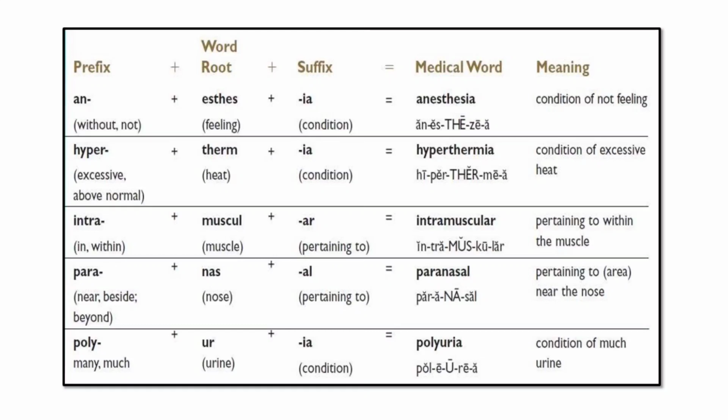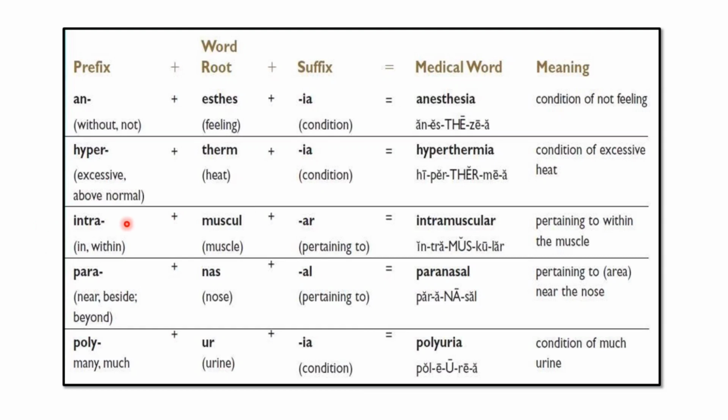Now we will see various examples of prefixes and the medical words derived from them. The example of a prefix is an-, and the medical word derived after using the prefix an- is anesthesia, that means condition of not feeling. Then another prefix is hyper-, that means excessive or above normal. And the medical word derived after using the prefix hyper- is hyperthermia, that is condition of excessive heat. Therm is the word root and ia is the condition.